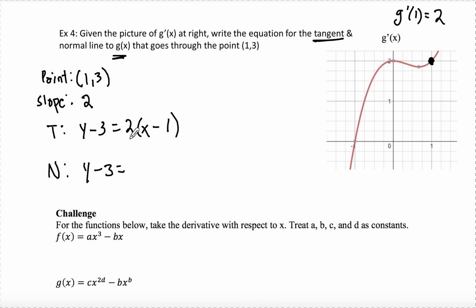But the slope is opposite and reciprocal. It passes through the same point, 1, 3, with the opposite reciprocal slope. Again, we read derivative graphs. The y value of the derivative graph at an x value tells us the slope of the original graph at that x value. So the slope of the original graph at x equals 1 is actually 2. That's the slope of the tangent line on that original graph.